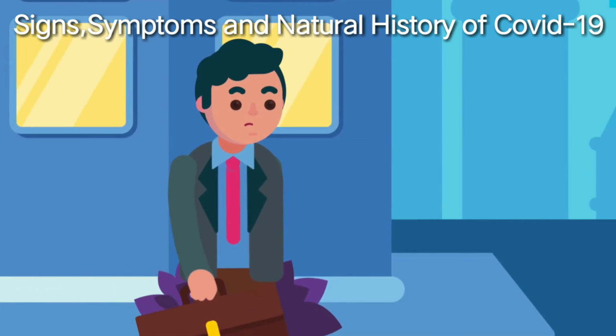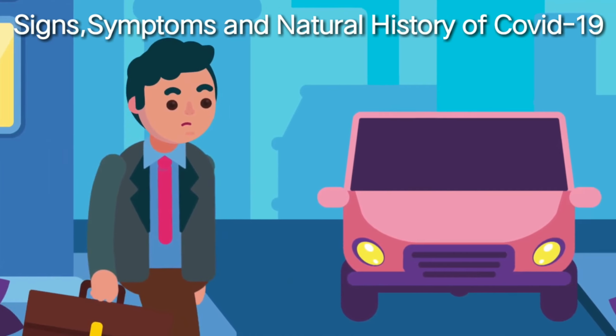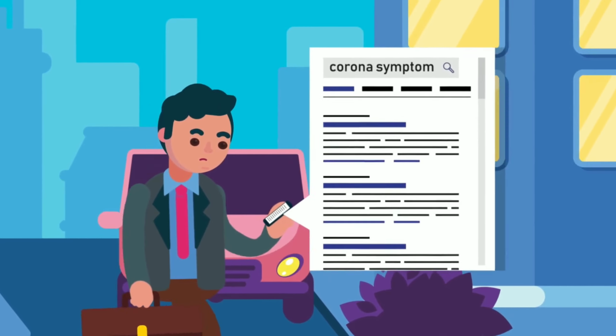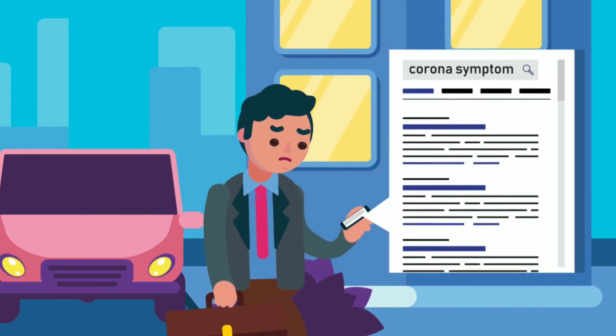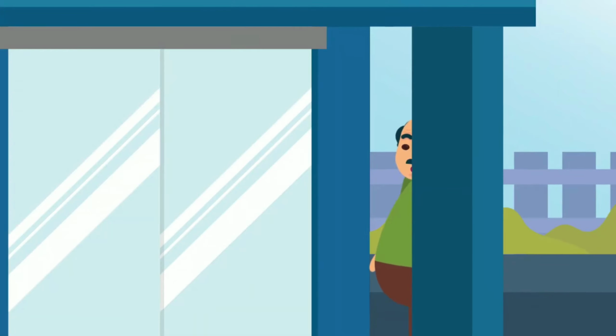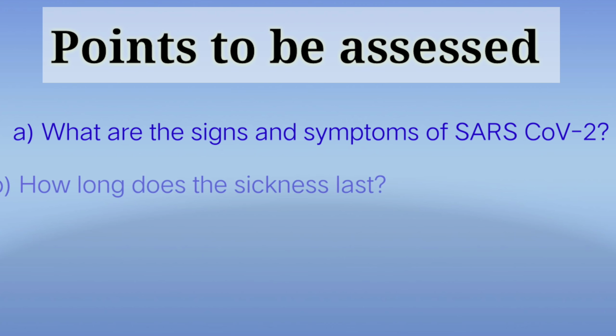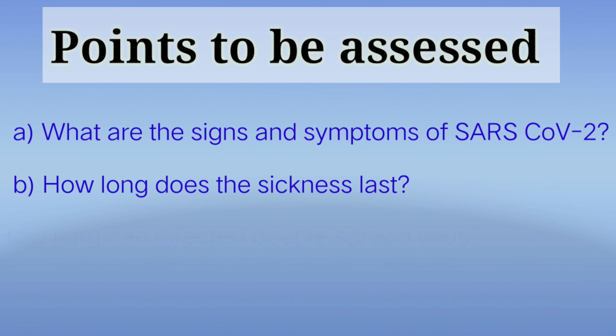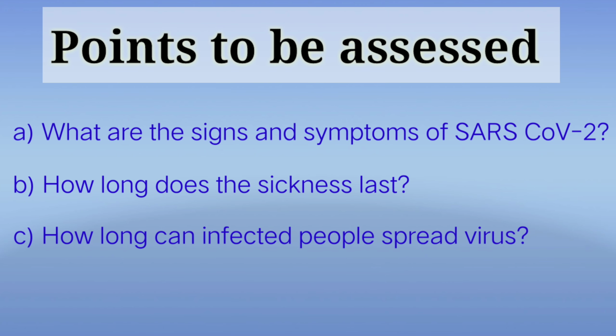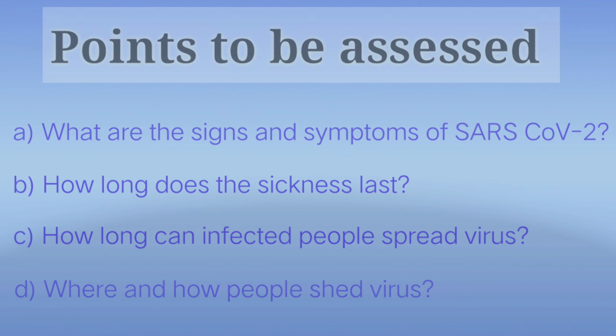Signs, symptoms, and natural history of COVID-19. We need to remember that not everyone who is infected gets sick, so not everyone develops signs and symptoms. So let us look at what the signs and symptoms are, how long the sickness lasts, how long infected people can spread the virus, and where and how people shed the virus.